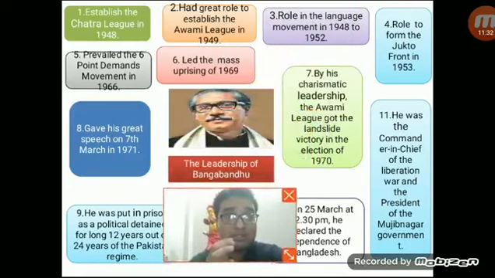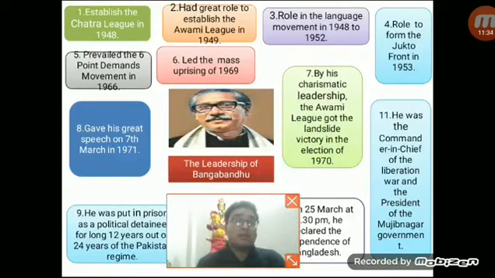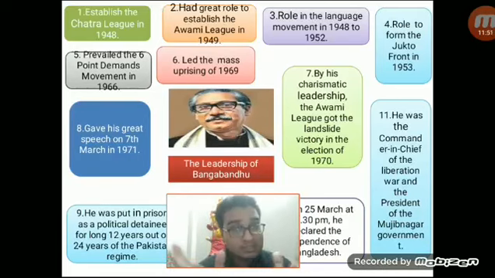So when you write about the leadership of Bangabandhu Sheikh Mujibur Rahman, you will have to write down this information in your answer script. I have taken all of this information, all of these lines, from your textbook. I think this slide will help you a lot to write about the leadership of Bangabandhu.